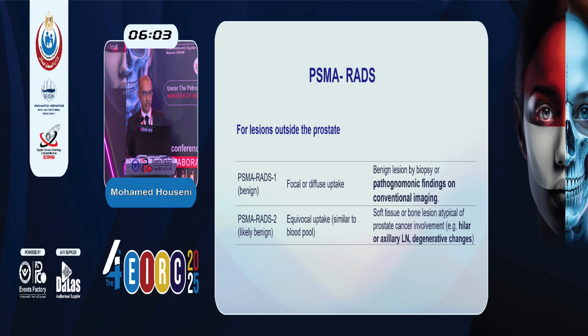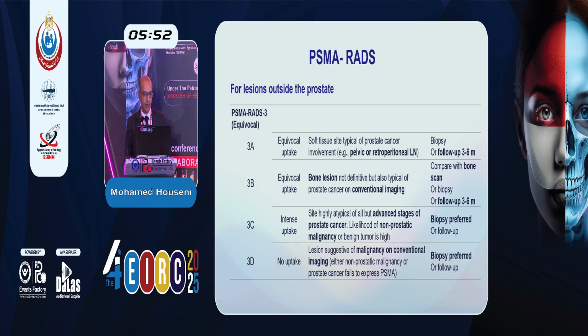Now, for lesions outside the prostate, we are giving the PSMA-RADS, ranging from 1 to 5. 1 is the benign lesions, 2 is likely to be benign. Now, the tricky one is the PSMA-RADS 3. These are the equivocal lesions. There are 4 categories in this area, including A and B.